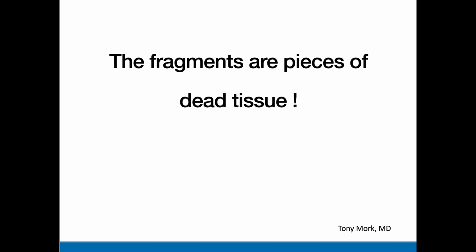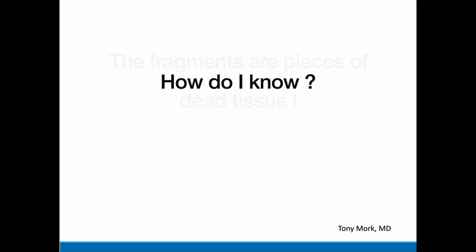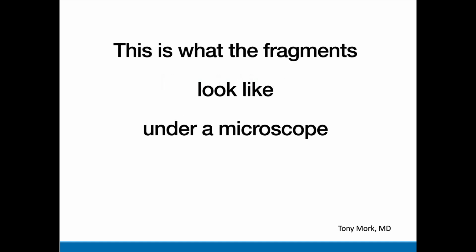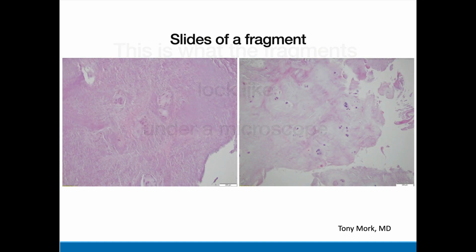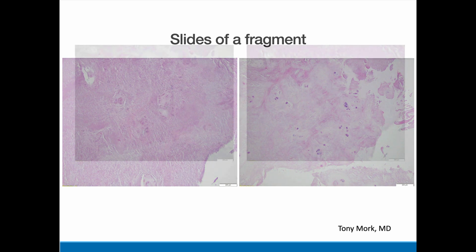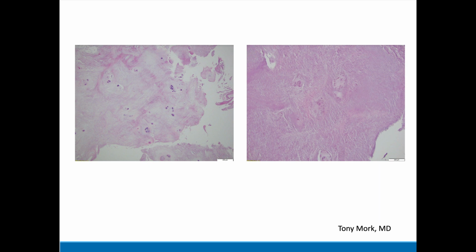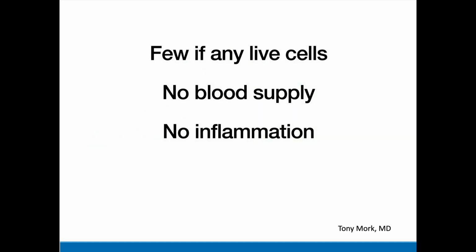These fragments are pieces of dead tissue. As I said, at one point they were part of the nucleus, which broke off from its nutritional supply. So how do I know that they're dead? This is what the fragments look like under a microscope. And we can see that there's just not much going on, mostly dead tissue. Few, if any, live cells, there's no blood supply, and contrary to popular belief, no inflammation.